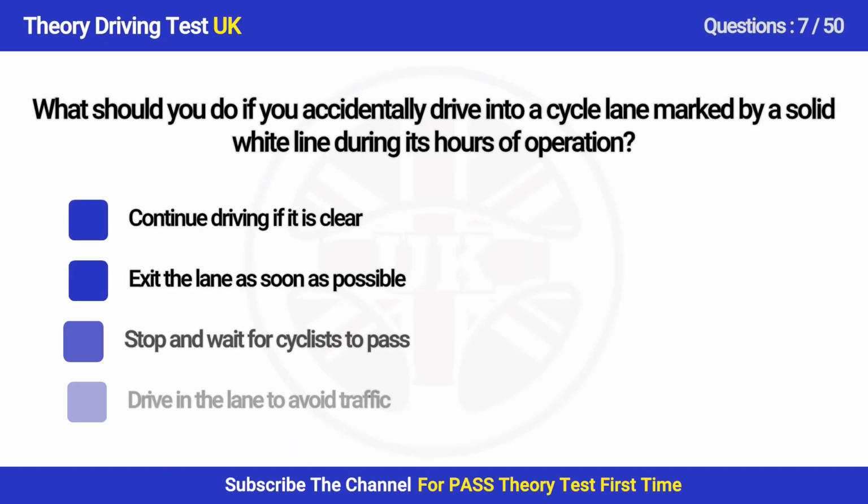Question 7. What should you do if you accidentally drive into a cycle lane marked by a solid white line during its hours of operation? A. Continue driving if it is clear. B. Exit the lane as soon as possible. C. Stop and wait for cyclists to pass. D. Drive in the lane to avoid traffic.